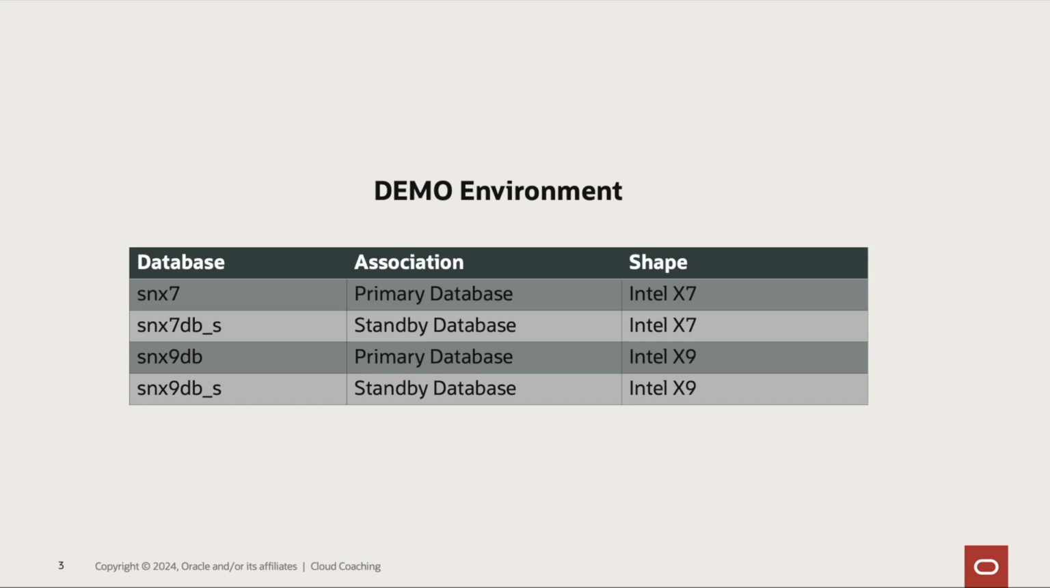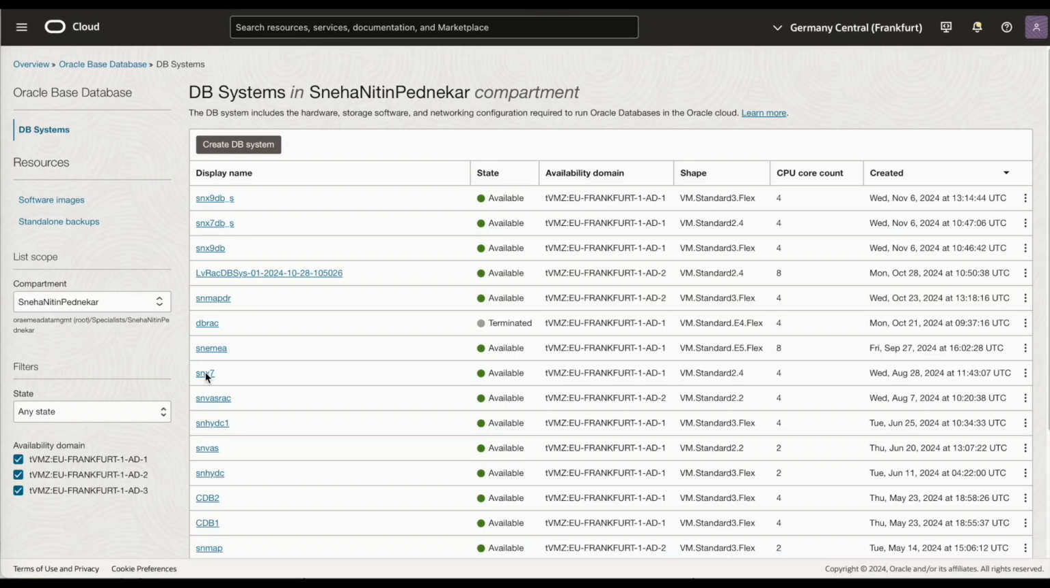This is our demo environment. We have two VMs on Intel X7. One is the primary and the other is the standby database. And then we have the Intel X9 VMs. Again, one is the primary and we have the standby database too. Now we are going to migrate the PDB from the primary database on Intel X7 to the Intel X9 primary database.